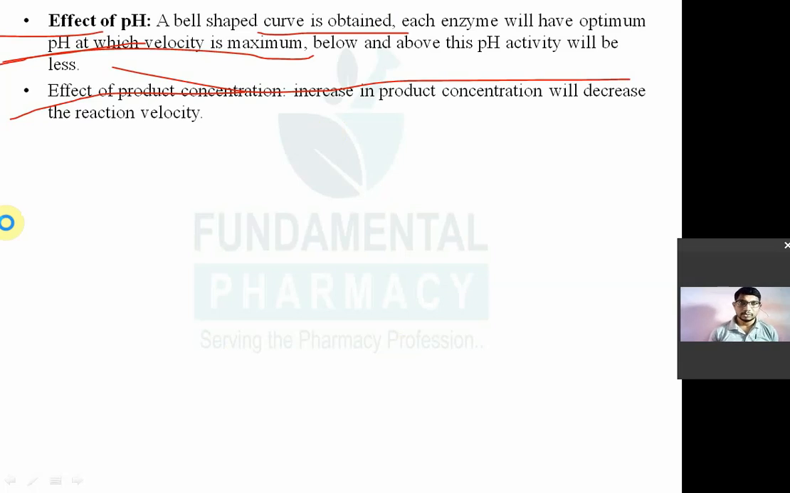What is the effect of enzyme concentration? What is the effect of substrate concentration? What is the effect of temperature? What is the effect of pH? What is the effect of product concentration? So you have to remember this.